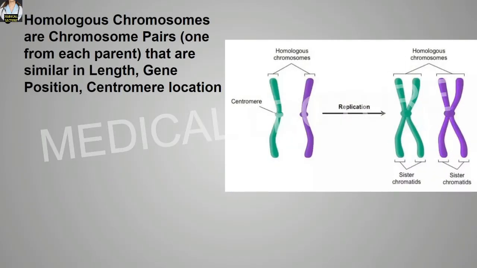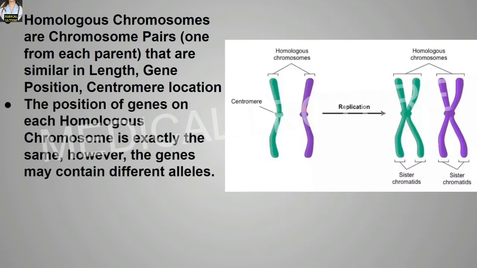Homologous chromosomes are chromosome pairs, one from each parent, that are similar in length, gene position and centromere location. As you can see over here, these are the homologous chromosomes or the chromosome pair. The position of the genes on each homologous chromosome is exactly the same. However, the genes may contain different alleles.